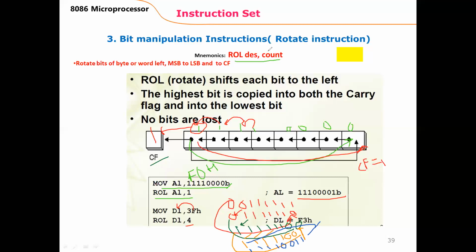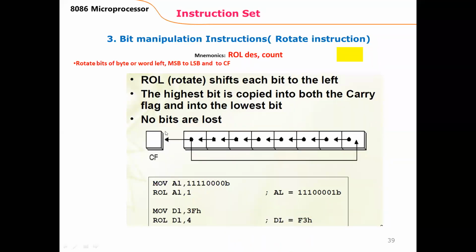Now this is what? This is F3. 1, 1, 1, 1 is F and 3 is this number. The final result of DL will be F3. This is binary 3, this is binary, hexadecimal F3. So this is the operation. If this is clear, then the remaining instructions will be clear easily. So this was the ROL.